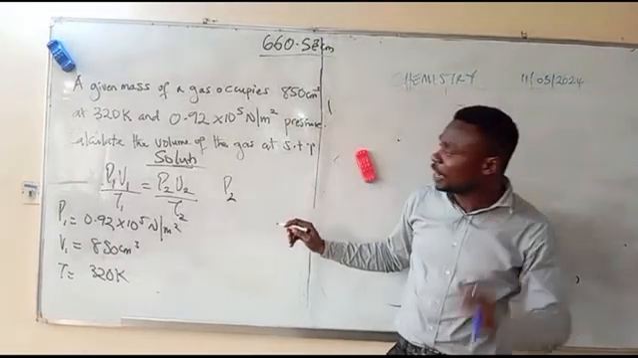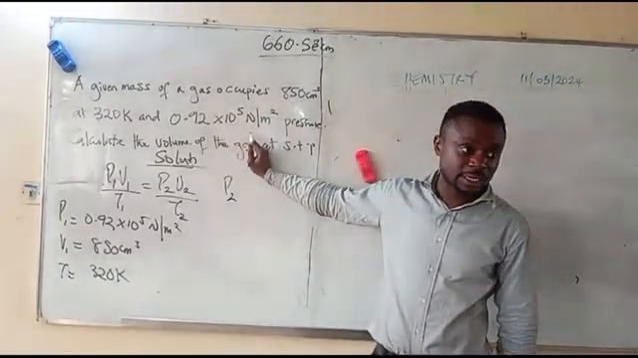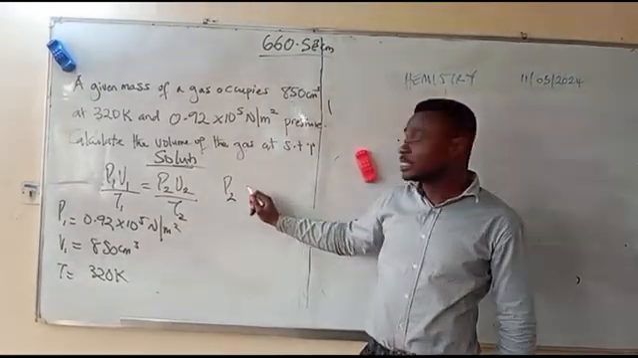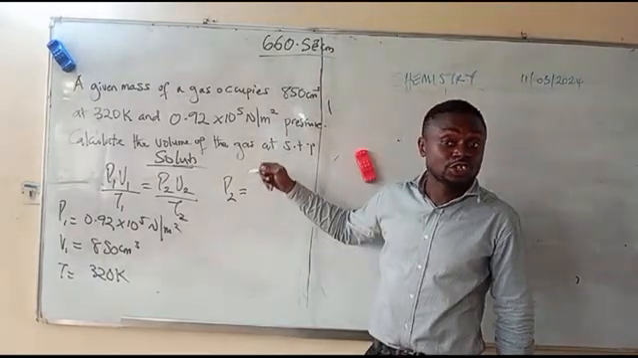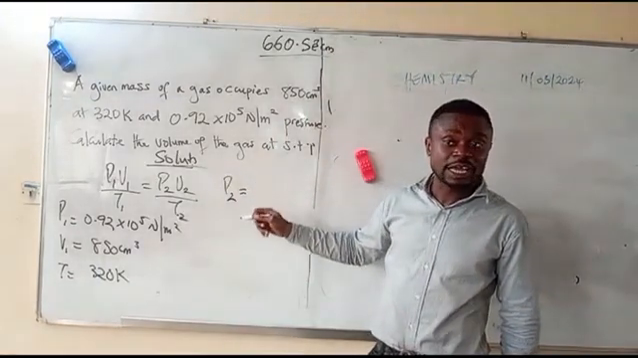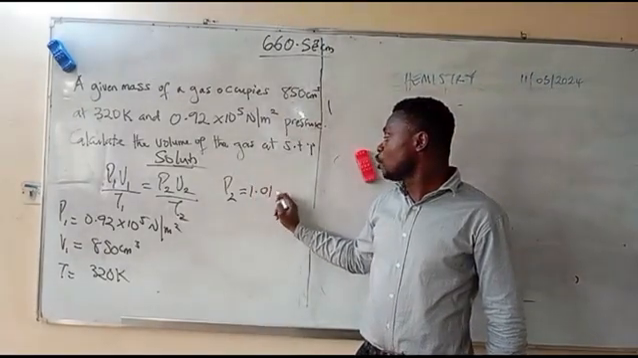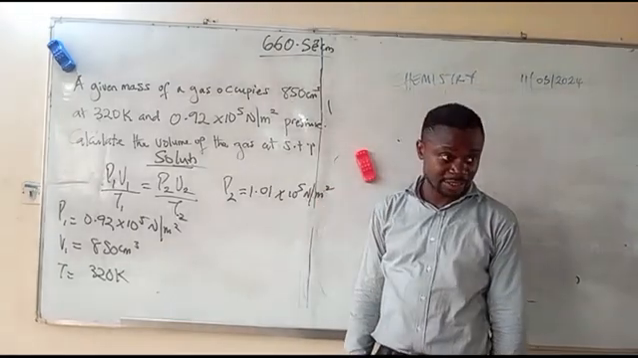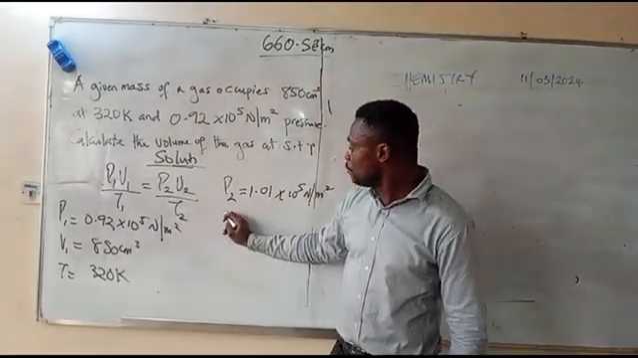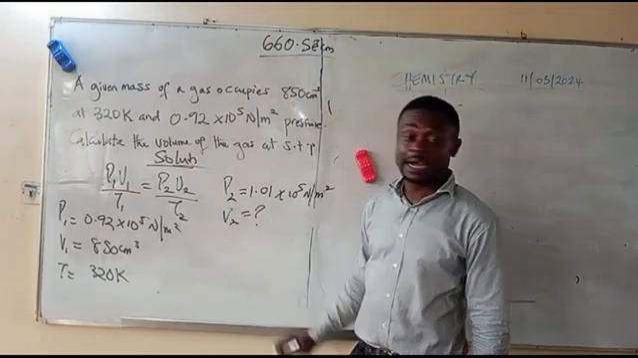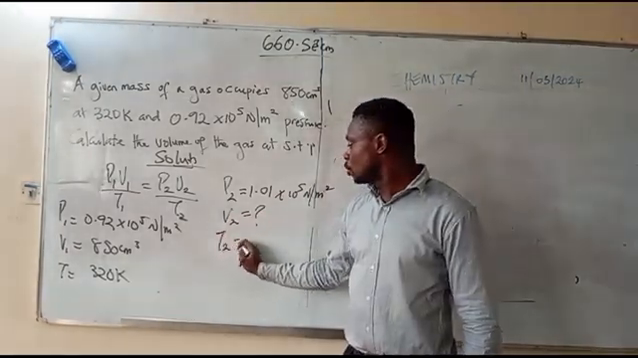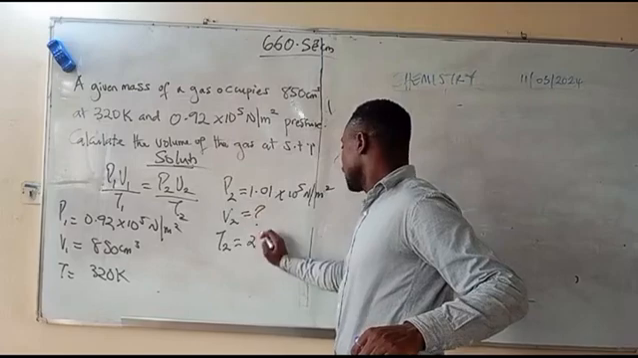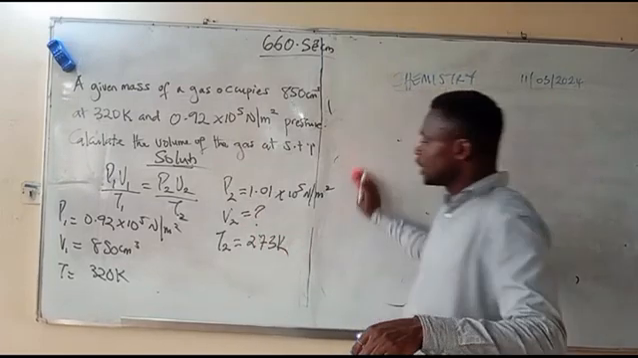But remember that P1 is given in Newton per meter square. So if P1 is given in Newton per meter square, that means the standard pressure should be in Newton per meter square, and that is 1.01 times 10 to the power 5 Newton per meter square. Are we together? Now, V2 is what we are looking for. Then T2, the standard temperature, is 273 Kelvin.